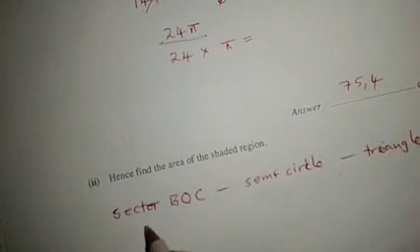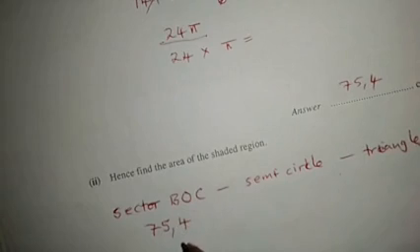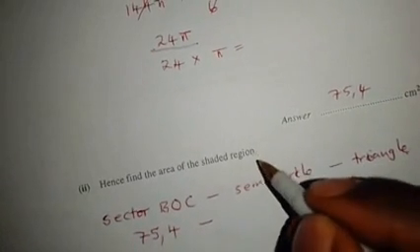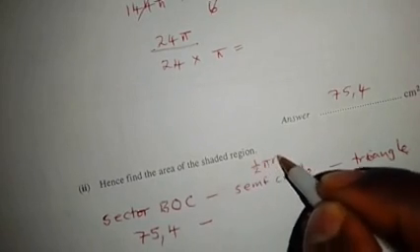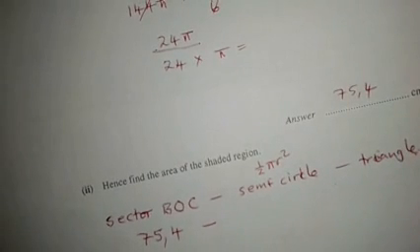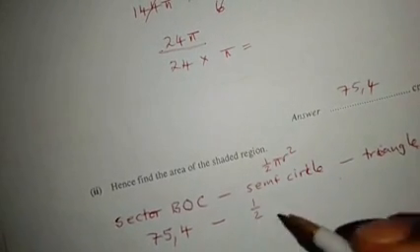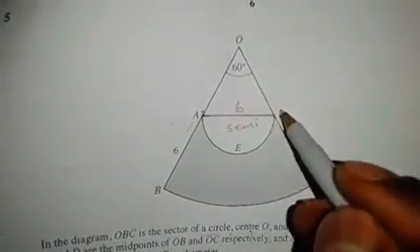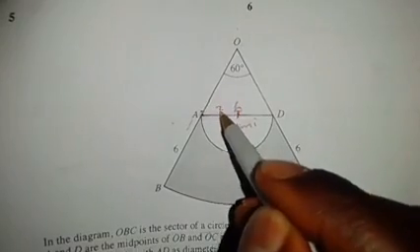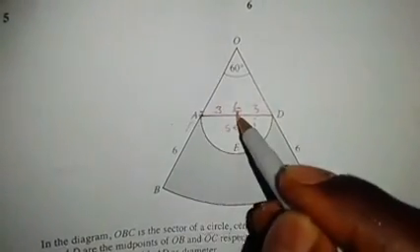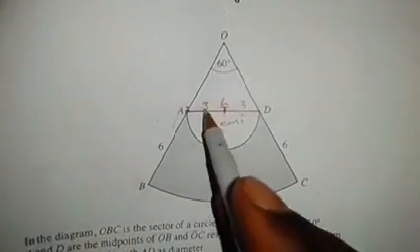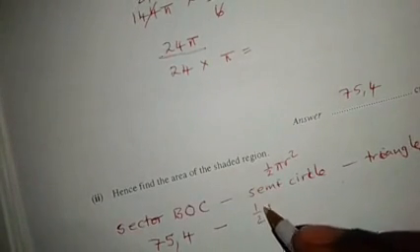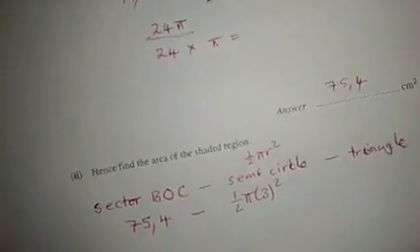So sector BOC is the 75.4 square centimeters that we have found in the earlier part. Then area of a semicircle is half pi r squared. Since a semicircle is half of a circle, and area of a circle is pi r squared, a semicircle is half pi r squared. So I'm going to write half. The same circle that we are talking about is AED. Remember, we had 6 covering the diameter of that same circle. So when it comes to radius, we are going to take 3. From A to the center is 3. So on radius of this same circle, we are going to put 3. So pi here, then 3 squared as the radius.